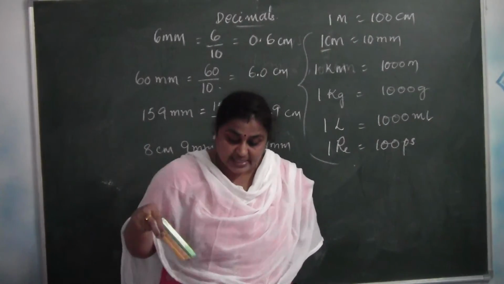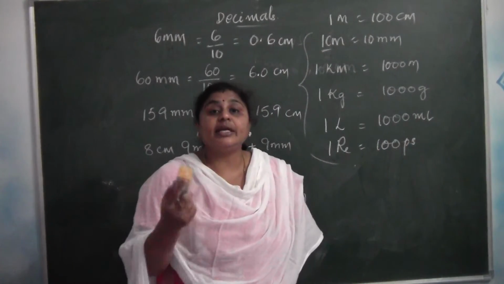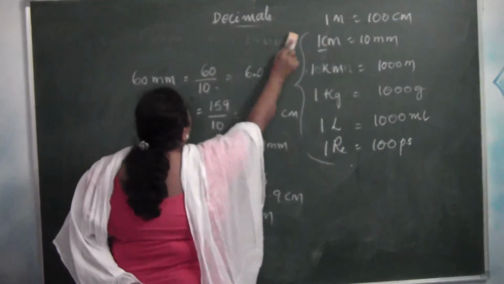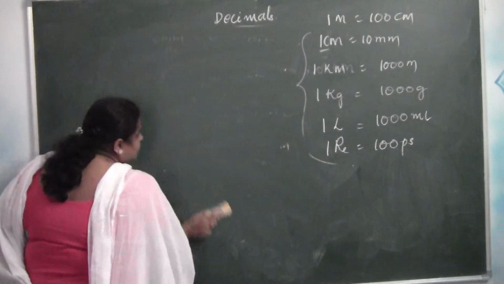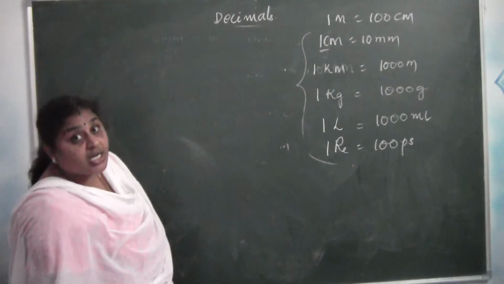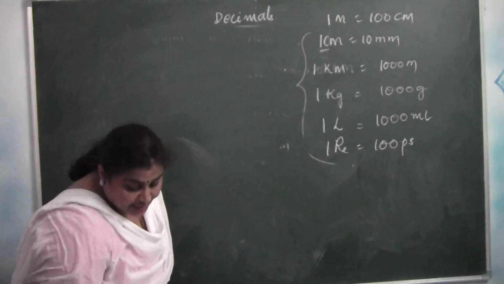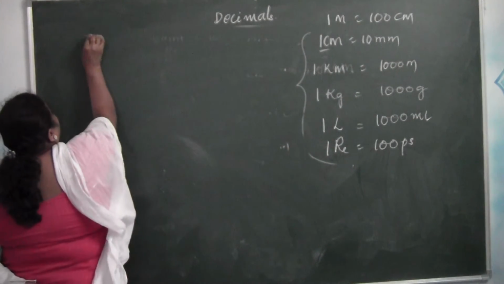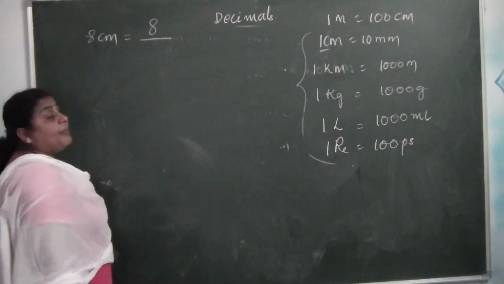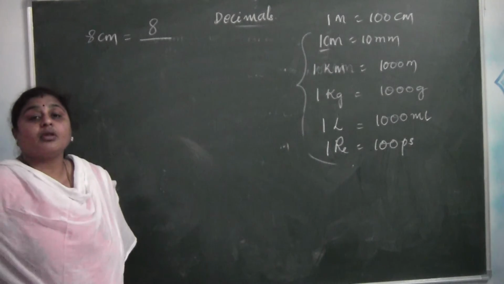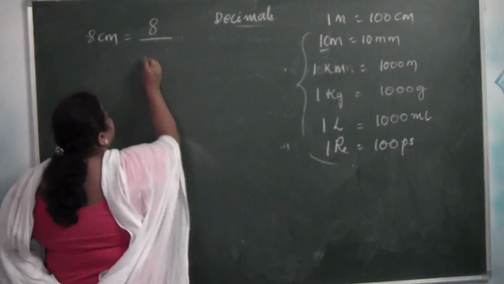Alright, next let us see how to express centimeters in terms of meters. Now what is the relation between centimeters and meters from the board? 1 meter is equal to 100 centimeters. Now let us take 8 centimeters. 8 centimeters in the sense, what are we going to write? 8 by 10 or 8 by 100? 8 by 100, because 1 meter is 100 centimeters.